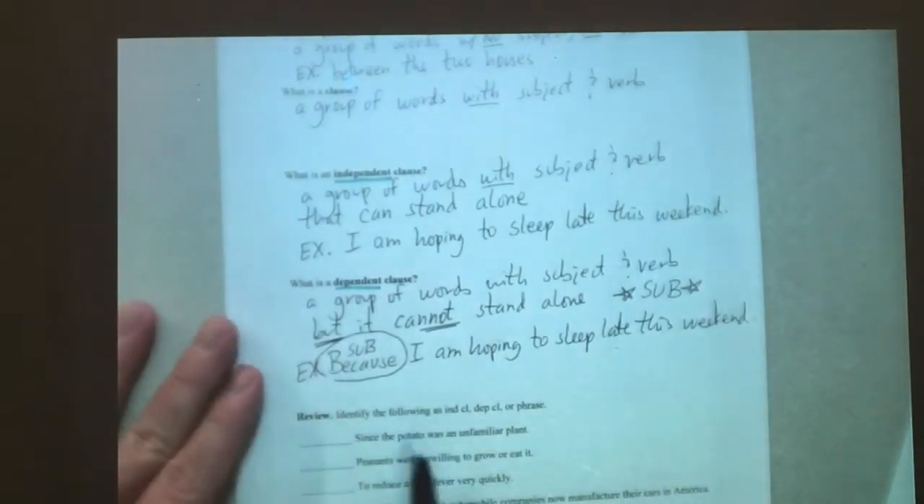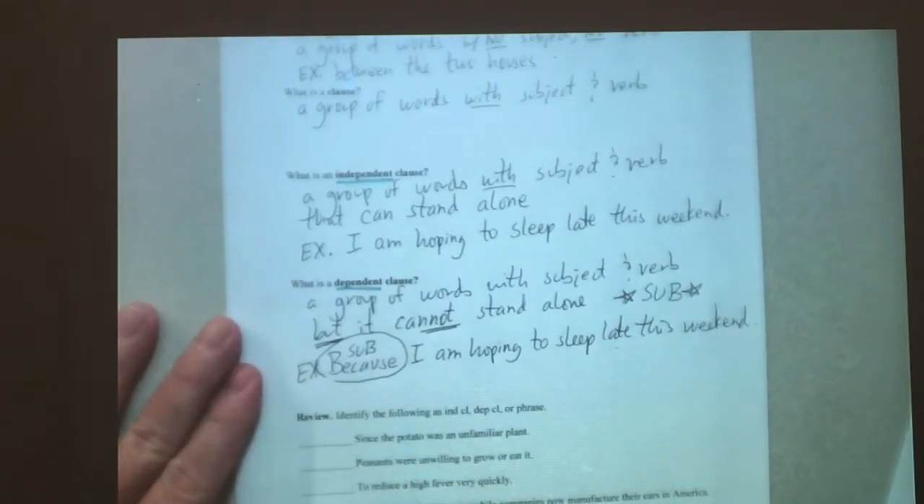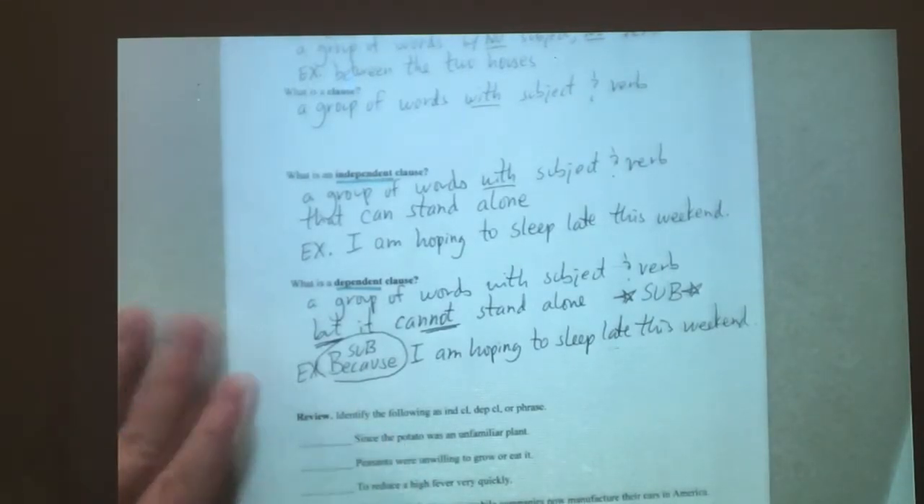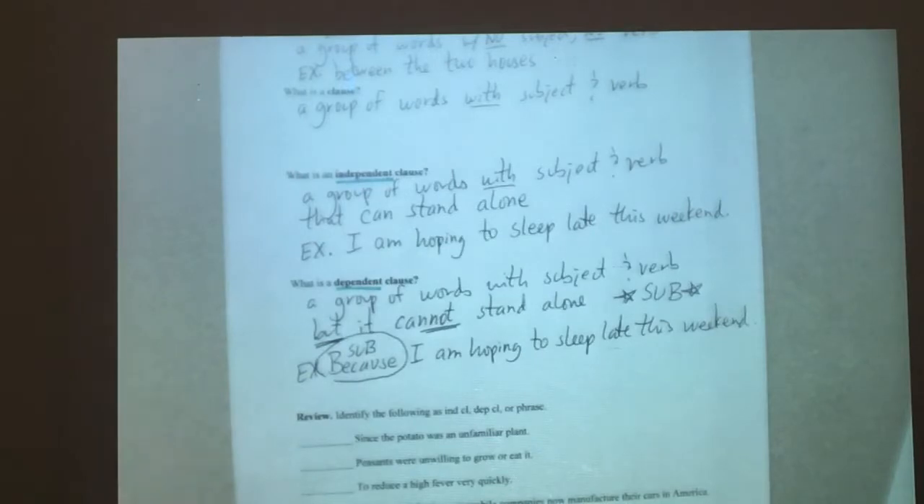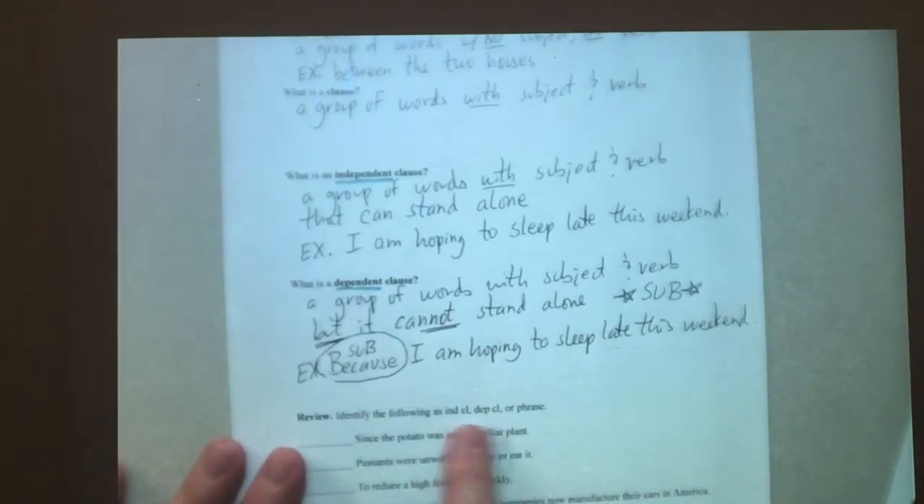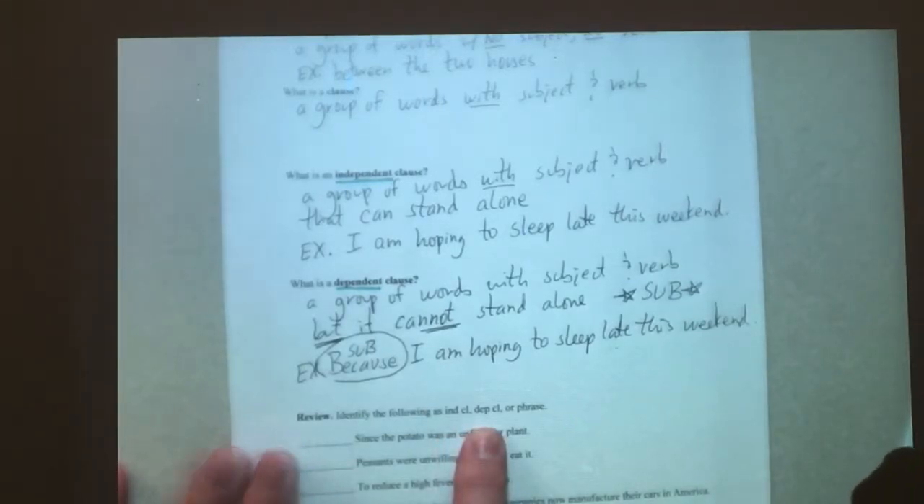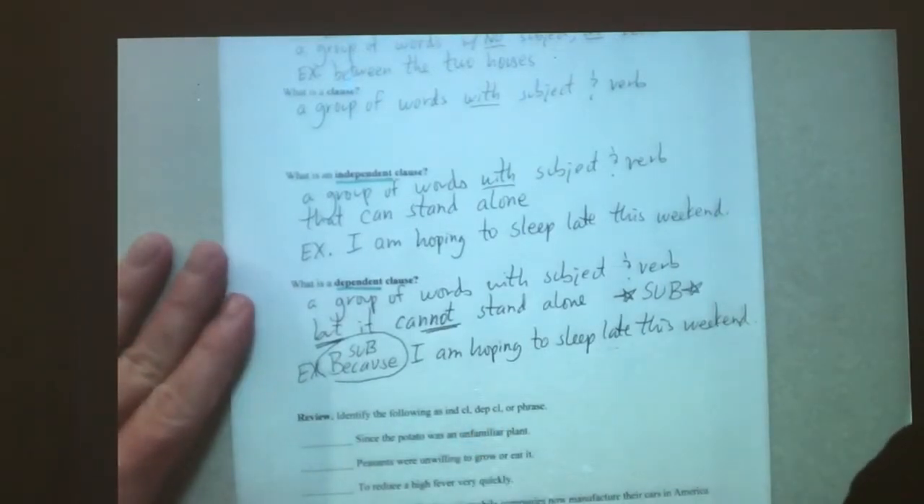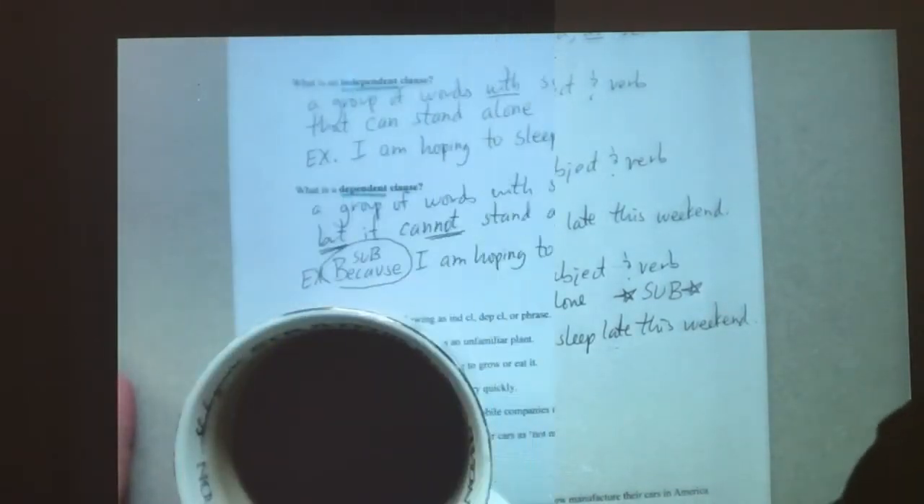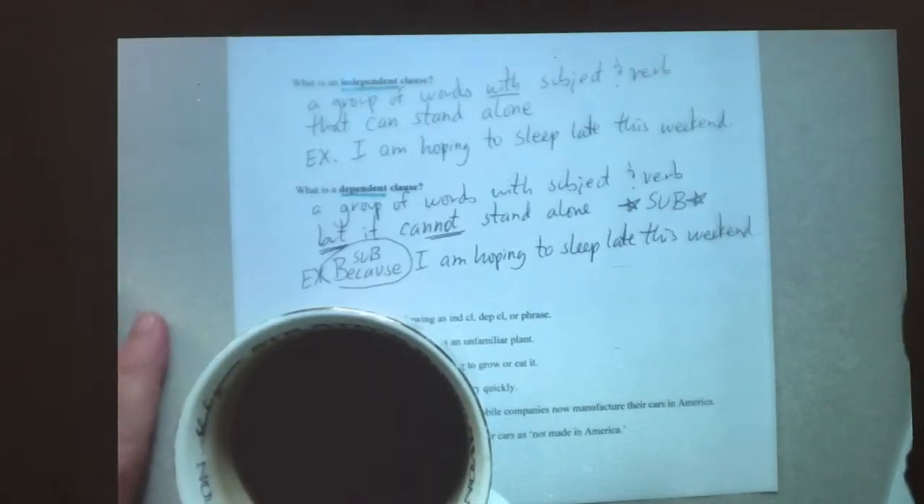So now, pause the video and then go through this quick review and identify the following as independent clauses, dependent clauses, or phrases. And you'll notice that we're picking up some abbreviations here because I'm really lazy. So this is independent clause and then dependent clause. So go ahead and pause the video and then we'll come back and we'll see how we did. Okay, so you should have completed those by now. If you haven't, please do so. I can move my coffee cup and take a little drink of coffee here.